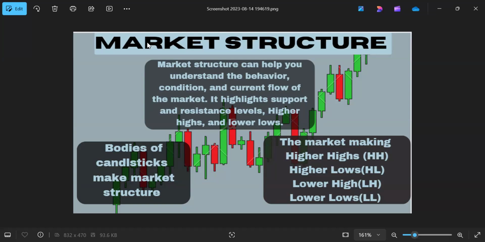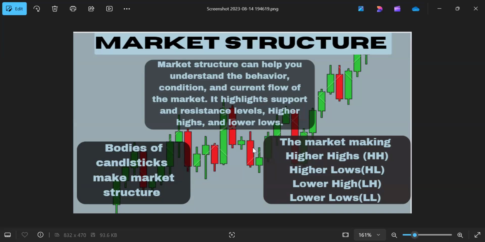All right, so we're going to go over market structure. Market structure can help you understand the behavior, condition, and current flow of the market. It highlights support and resistance levels, higher highs and lower lows. Market structure is usually the bodies of candlesticks, just like how you see in the background picture. Also, they are making higher highs, higher lows, lower highs, and lower lows.